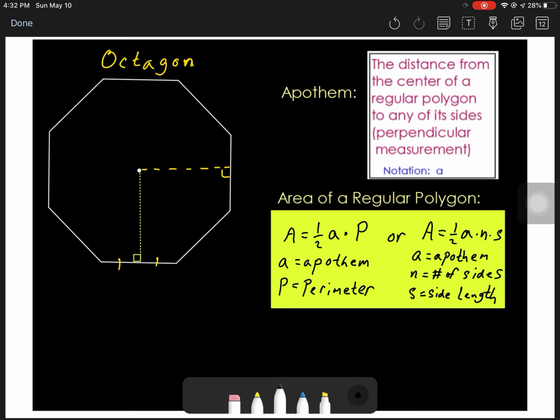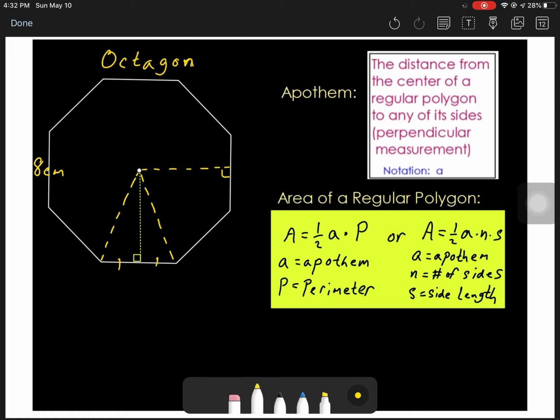Okay, so if we want to find the area of this octagon, I'm just going to give it a side length. We're going to say that each side is 8. We'll go 8 centimeters, just so we have a little label. Now thinking about that, we were talking about triangles before. If we were to create a triangle, so I'm just going to do my dotted line here.